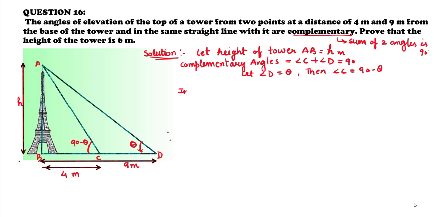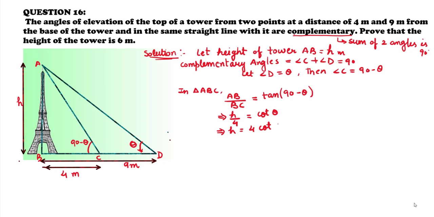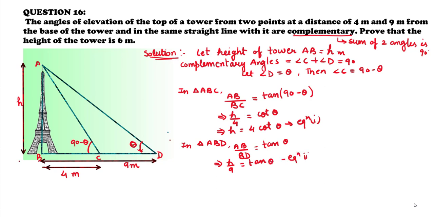So let us take triangle ABC. In triangle ABC, we have AB upon BC is equal to tangent of 90 minus theta. That implies h upon 4 is equal to cotangent theta. So h is equal to 4 cotangent theta. This is equation 1. Now, in triangle ABD, we have AB upon BD is equal to tangent theta. That implies h upon 9 is equal to tangent theta. So h is equal to 9 tangent theta. This is equation 2.